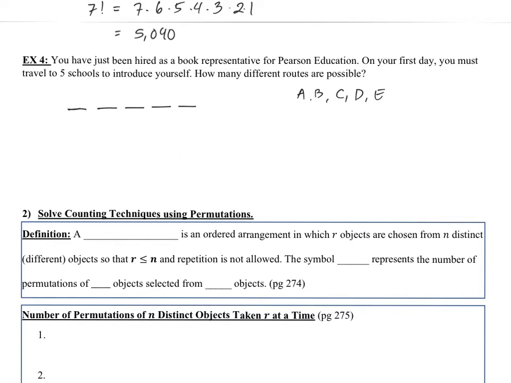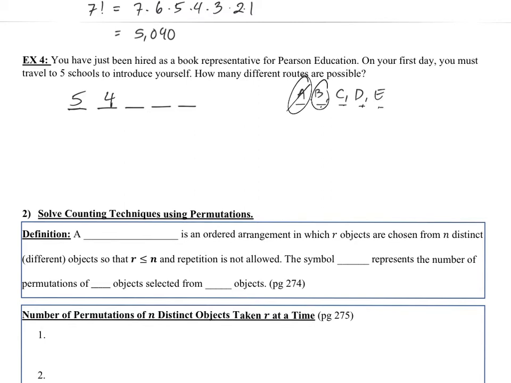So if I was deciding what school I was going to pick for the first one, how many options do I have? 1, 2, 3, 4, 5 options. Well, let's say, for example, the first one you chose was A. Now for the next school, since you've already gone to one of them, how many options are left? Just 1, 2, 3, 4 options are left.